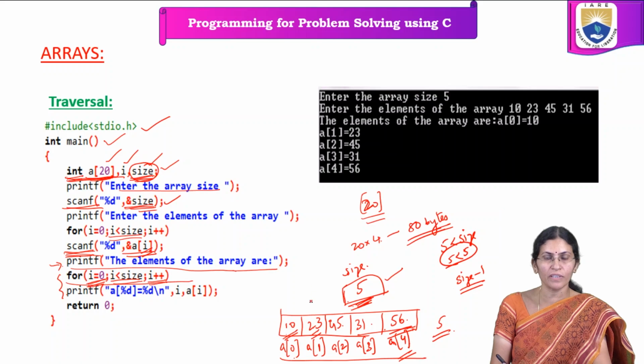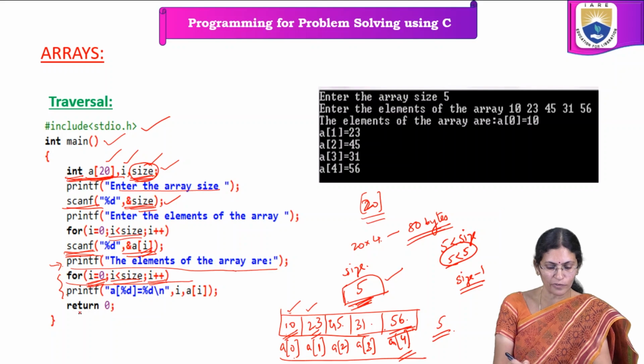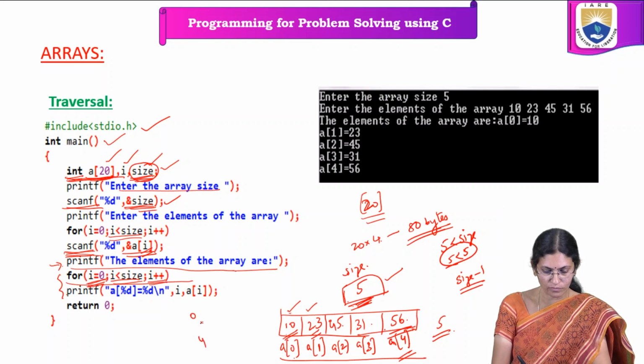So I is a looping variable which is used to access each of the elements in the array. When I is equal to 0, it will access the first element of the array. When I is equal to 1, in the next iteration, it accesses the next element. This loop will repeat 5 times from 0 to 4, because when I is equal to 5, 5 less than 5 will become false. So it will come out of this loop.